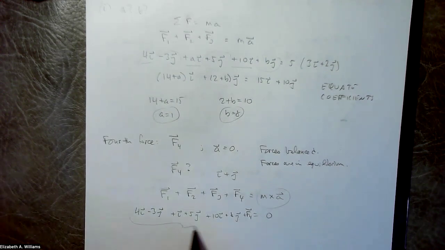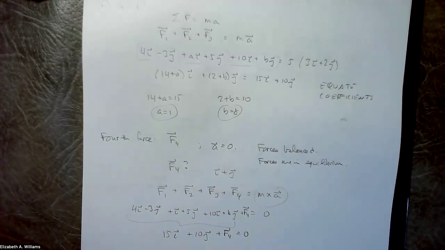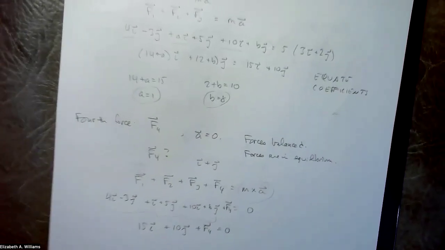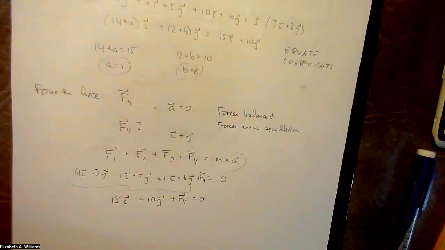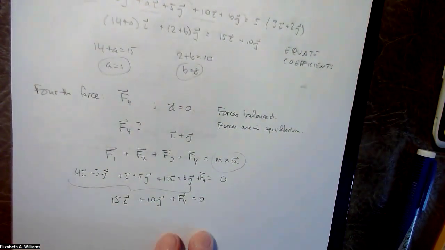Okay, so all of this says 4 plus 1 is 5, plus 10 is 15i. Minus 3, add 5, that's 2, add 8, that's 10j, plus F4 equals 0. And then if I subtract these two terms from both sides of the equation, I can see that my fourth force is going to be minus 15i minus 10j. And there we are.